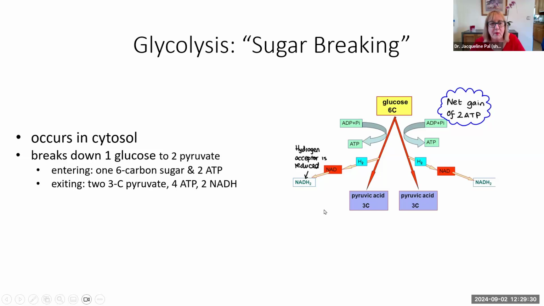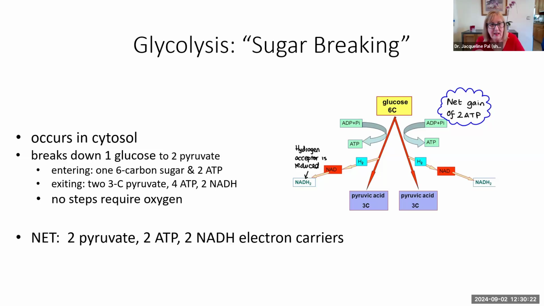We're also going to end up with making 4 ATP. But remember, I said energy goes in. We have to start with 2 ATP in, 4 ATP out. So we have a net gain of only 2 because 4 out minus 2 in gives us a net of 2. And we're also going to be making 2 of those electron carriers known as NADH. And that basically is the overview of what's going to happen in glycolysis. Notice that there are no steps in this first part that require oxygen. So glycolysis occurs whether or not oxygen is present.